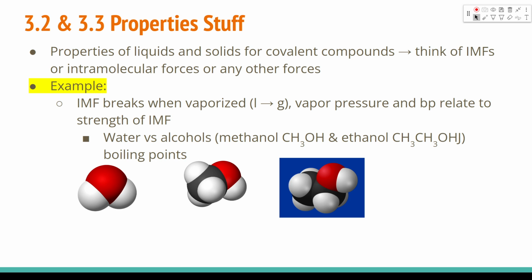And so if I think about what IMFs are here, I have my hydrogen bonds on all of them. Water has hydrogen bonds between different molecules of water. If I have methanol, pure methanol, then it would be the interactions between that OH to a different OH. Same goes for the ethanol. It's that OH group, right?